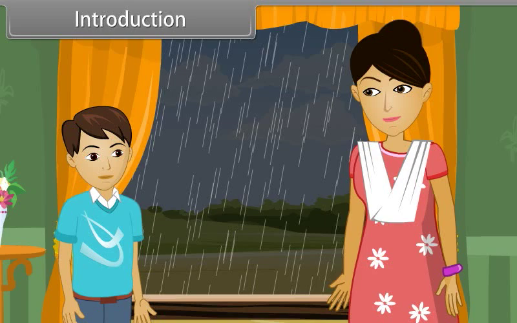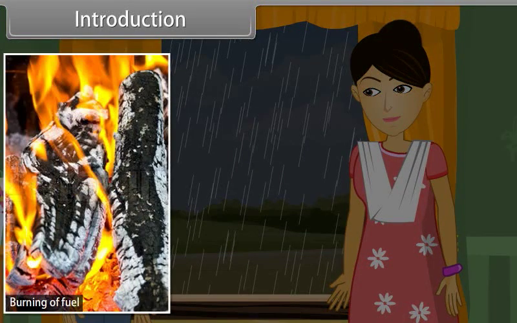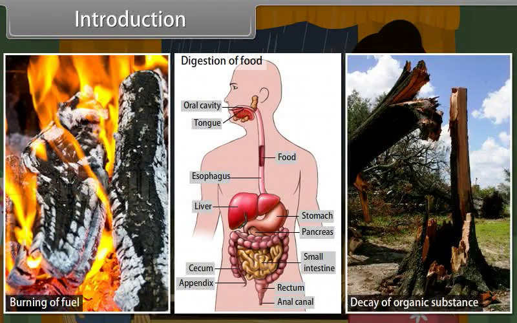Students, redox reactions are all around us. Burning of fuel, digestion of food, decay of organic substances are a few examples of redox reaction. Today, we will discuss more about the redox reactions.